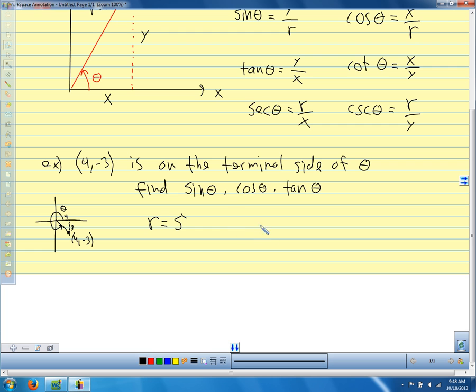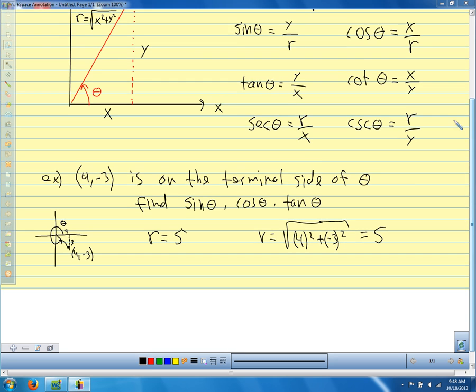If we weren't sure, we could say r equals the square root of 4 squared plus negative 3 squared, which is the square root of 25, which comes out to be 5. So we have r equals 5. Well, now we can solve our problem. We have sine of theta. What's sine theta going to be?